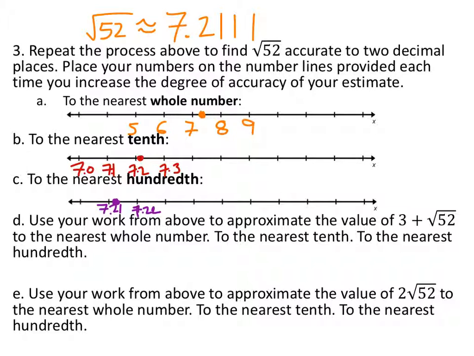All right, use your work from above to approximate the value of 3 plus the square root of 52. Here's what I did. I put that into the calculator, and I got 10.2111. But it says to round to the nearest whole number. 10.211 would be rounded to 10. To the nearest tenth would be 10.2. And to the nearest hundredth would be 10.21.